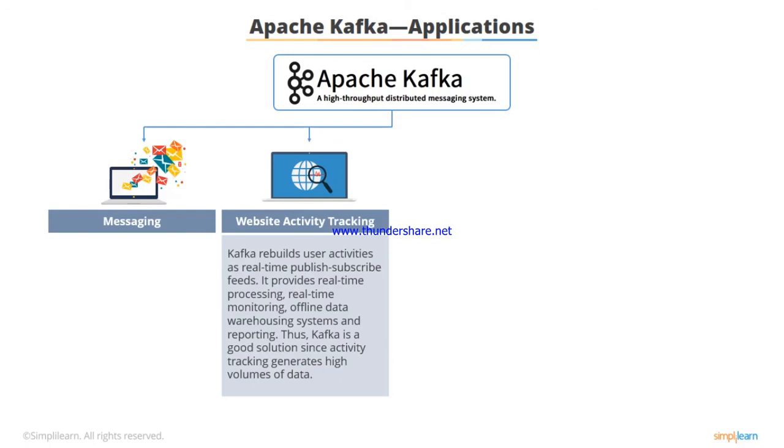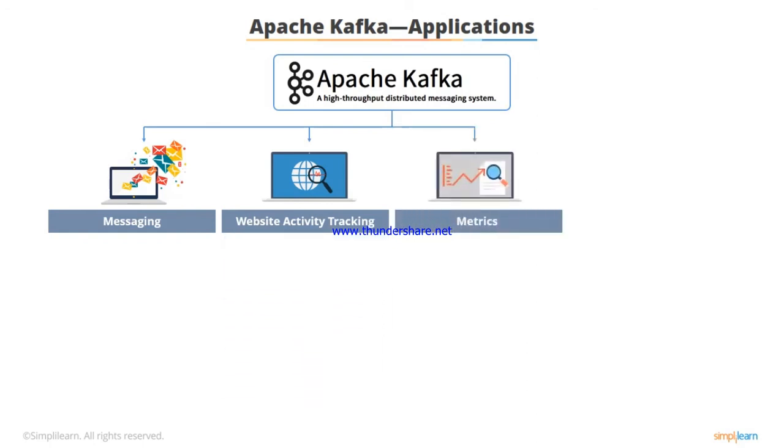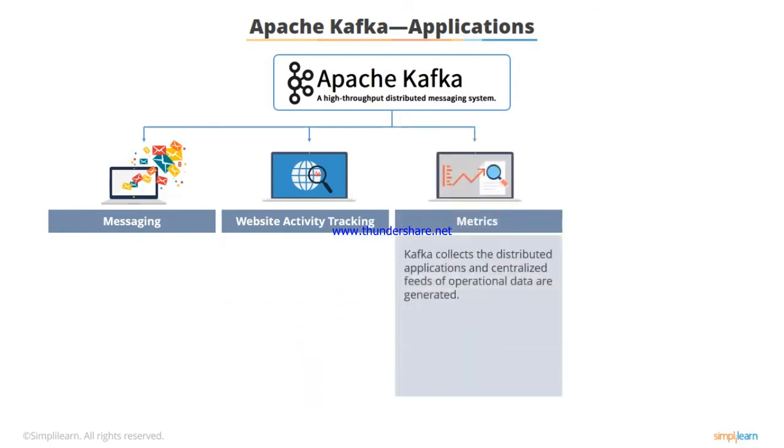Thus, Kafka is a good solution since activity tracking generates high volumes of data, since a larger number of activity messages are generated for page views, for real-time processes, for dashboard activities, and offline analytics in Hadoop. Metrics. Kafka is a good solution for monitoring of operational data. Statistics from distributed applications are collected and centralized feeds of operational data are generated.